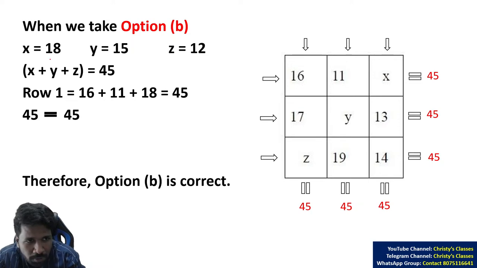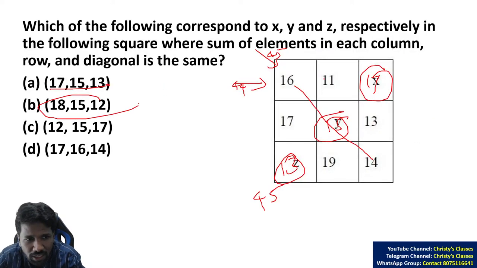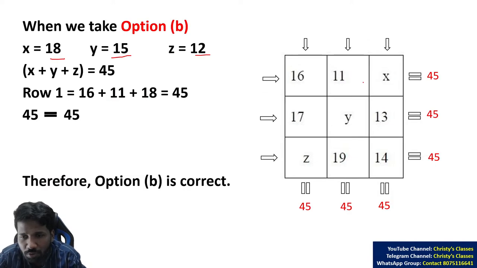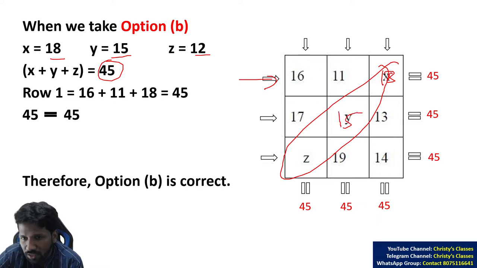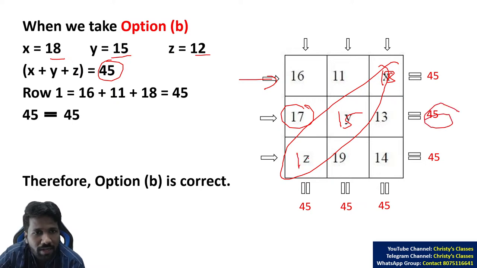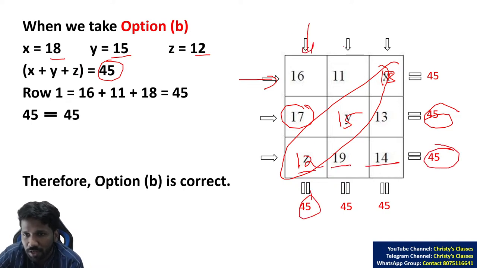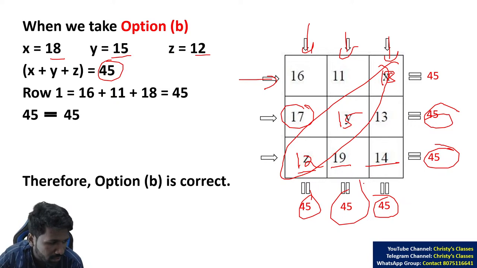Same way option B. In option B, 18, 15, 12 is written. If you substitute 18, 15, 12, what will you get? The sum will be 18 plus 15 plus 12, that is 45 itself. 18 plus 16 plus 11 is 45. This is 15, 15 plus 13 plus 17 is also 45. This is 12, 12 plus 19 plus 14 is also 45. Similarly, this sum is also 45, this sum is also 45, this sum is also 45. Check it out. So option B is totally correct.